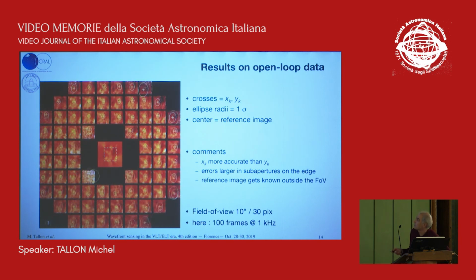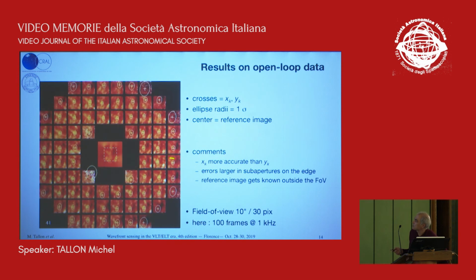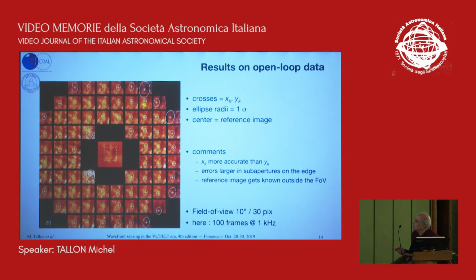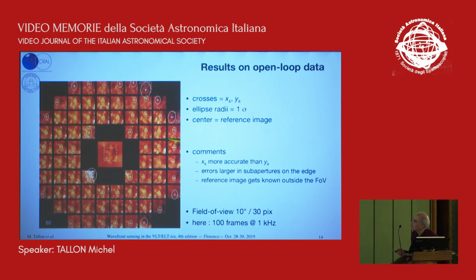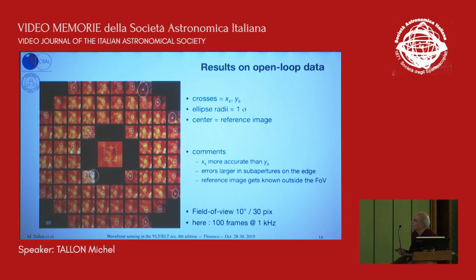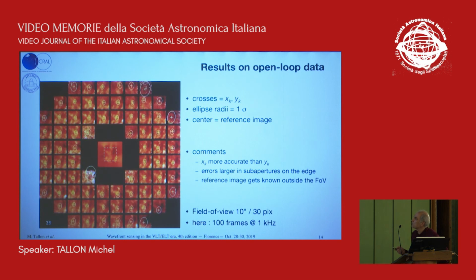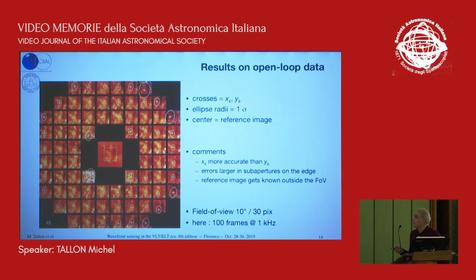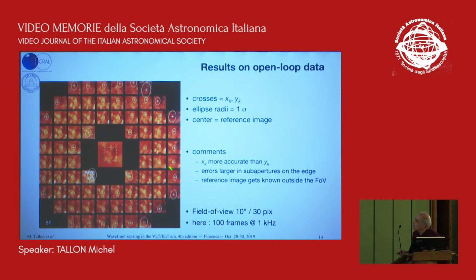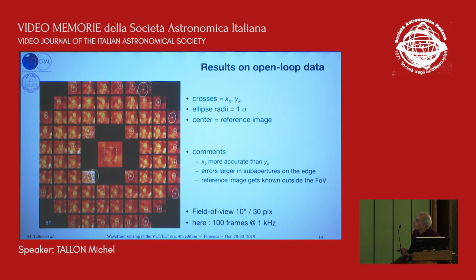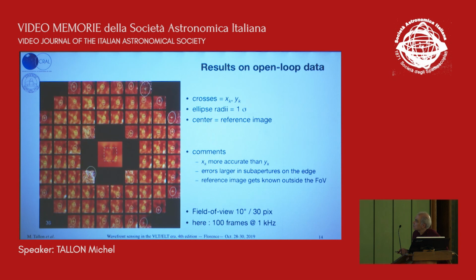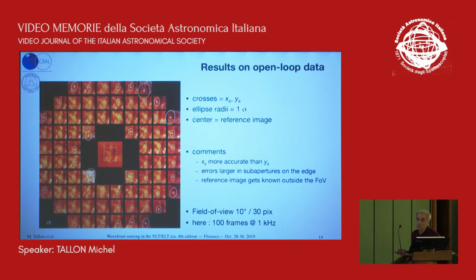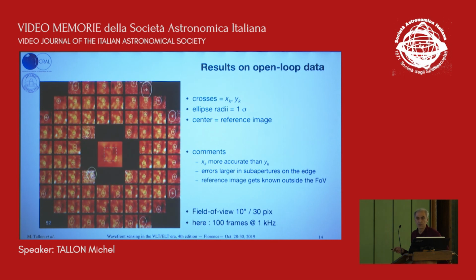So you have this kind of result. It is the same frame as before. You have the cross that gives you the position of the subimage that it locked on, and you have the ellipse, which gives you the 1 sigma error. So you can see that at the edge you have a larger error. You can see also that X is more accurate than Y because of the structure of the subimage.